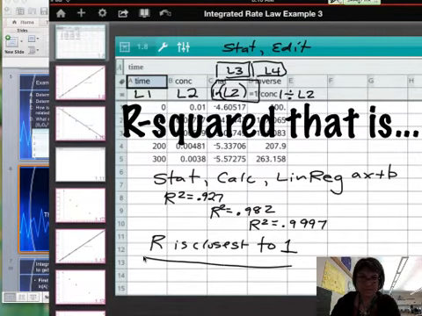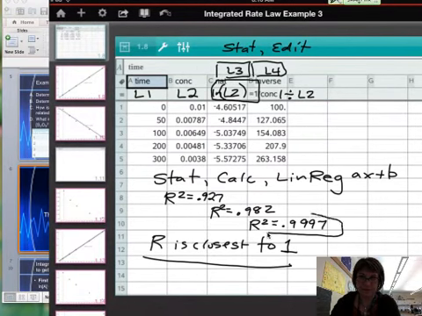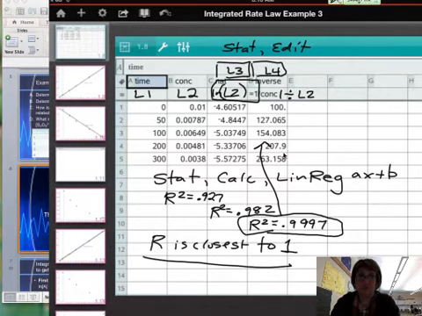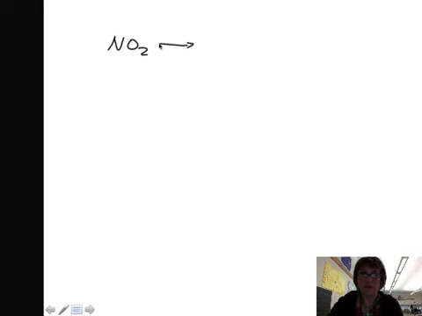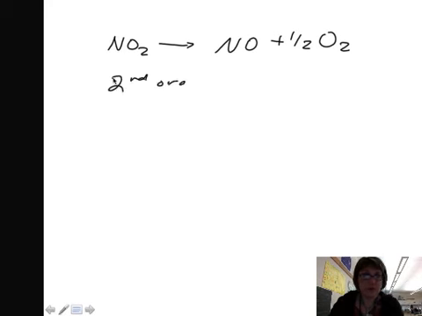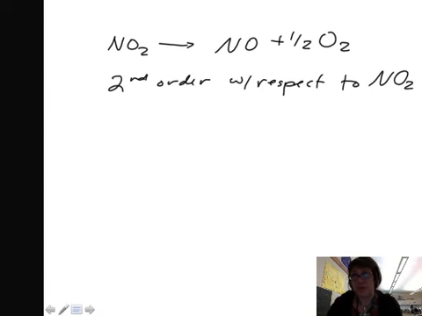So which one is it? Yep, this one's closest to 1, and this is my R squared value for the graph of my line of the inverse of the concentration of A. What does that mean? That means that this reaction from example 3 is second order. So it's second order with respect to the substance we were measuring, so with respect to NO2, which is our only reactant, so that's not really a big surprise, right?